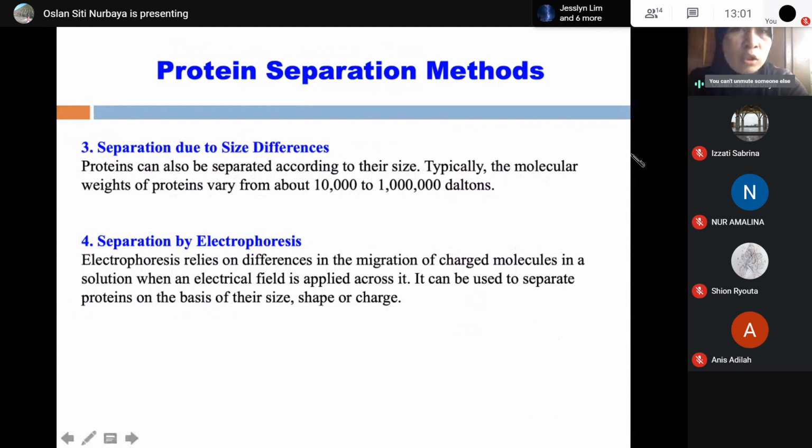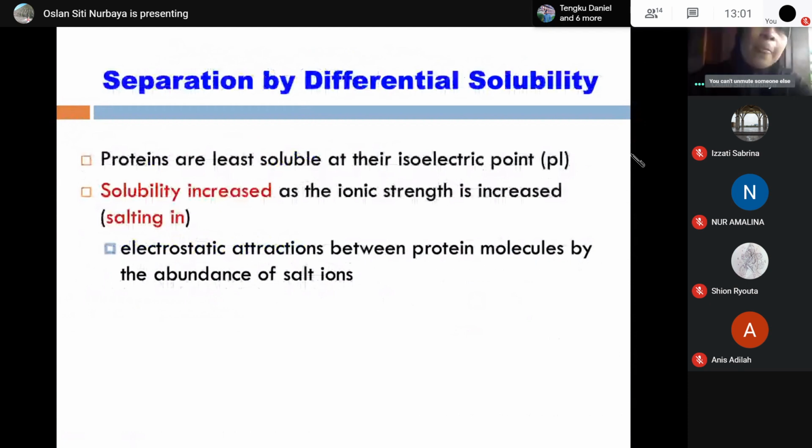Separation based on electrophoresis, solubility increase. This is what we call the solubility of the protein. Proteins are least soluble at their isoelectric point. It is not easy to solubilize the protein, or it cannot be solubilized, when the protein is placed in a buffer similar to its pI. So the solubility of the protein will be increased as the ionic strength is increased.